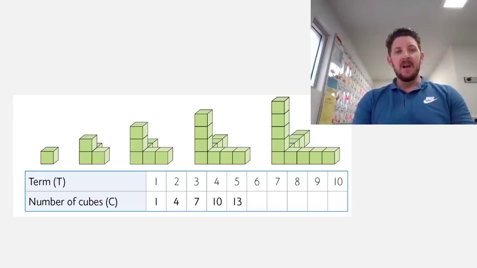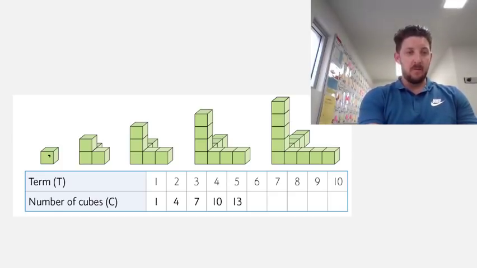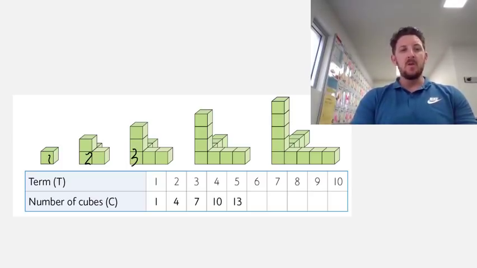You can see that every time we move on to the next term, this one here is term 1, this one here is term 2, term 3, and so on, it adds 1 to the top, 1 to the side, and 1 to the back. And that's how it continues on all the way through.